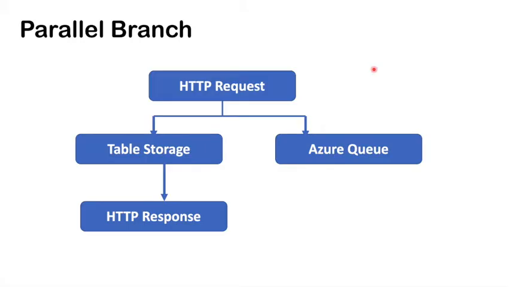So what is the parallel branch? Suppose you create one trigger point, and from this trigger point you connect two actions. How will you do that? In this case, it will execute this part also, and this part also. For both cases, we have one HTTP response.